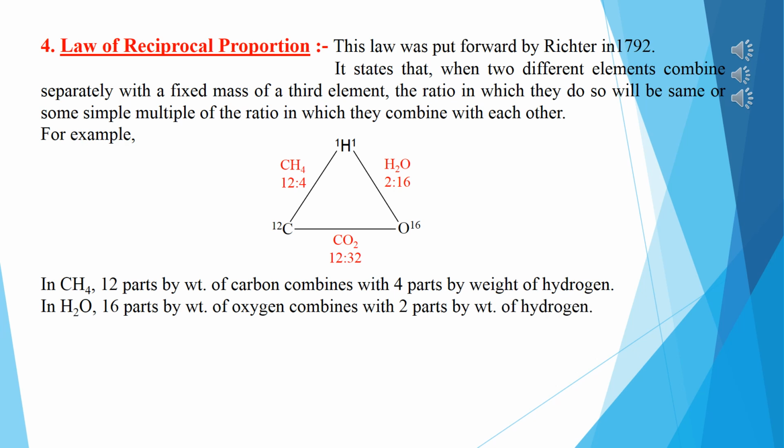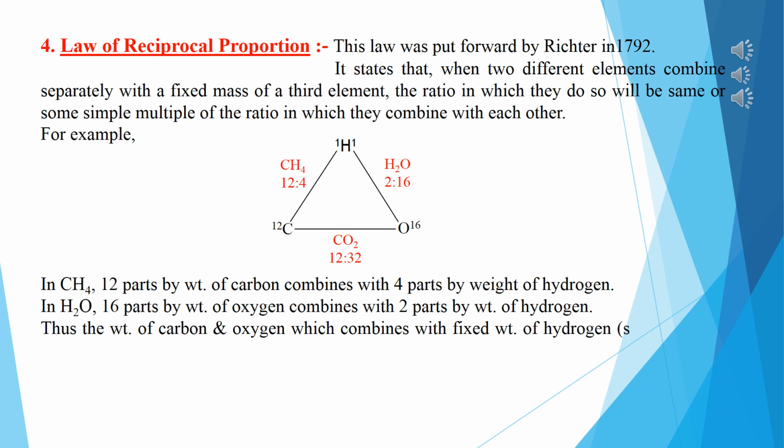Now, out of these 3 elements, we have to fix the weight of one of the elements. So here we choose hydrogen, whose weight has to be fixed to 4 parts. Thus, the weights of carbon and oxygen, which combine with the fixed weight of hydrogen, say 4 parts by weight, are 12:32 or 3:8.